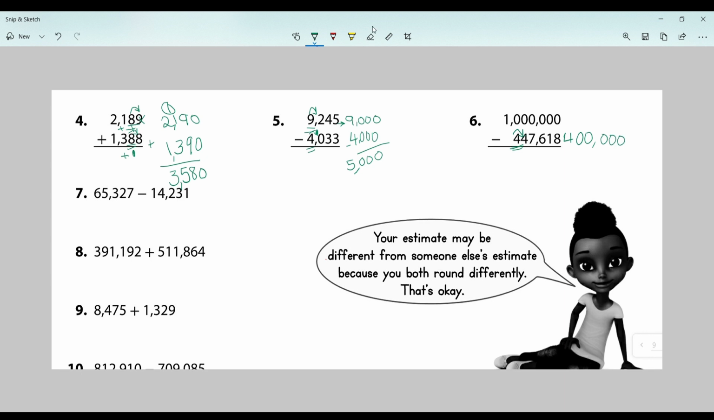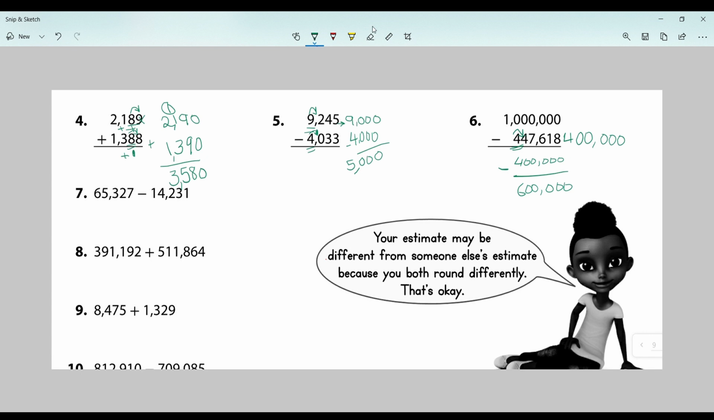So now instead of saying 1 million minus 447,618, we will simply say 1 million minus 400,000, and the answer is simply 600,000. See, sometimes it's easier when you round, because when you get rid of the other numbers in the ones, tens, hundreds in the smallest place, it will be easier for you to subtract or add.